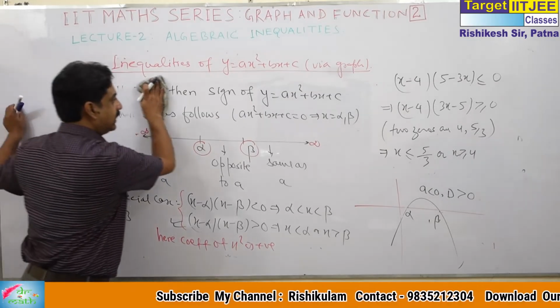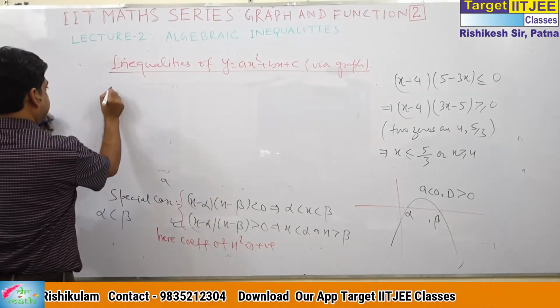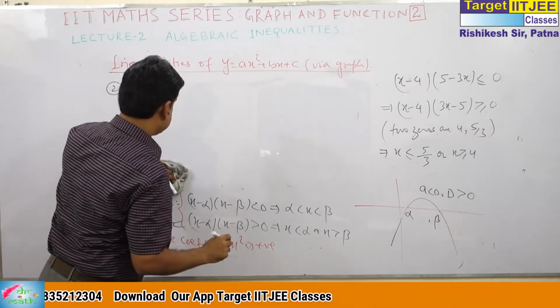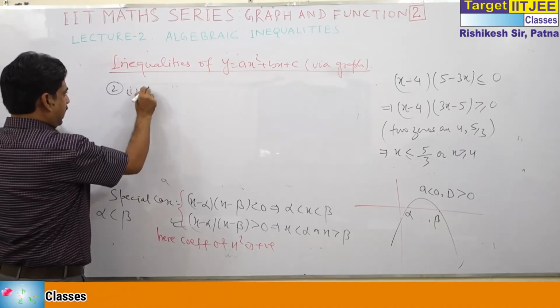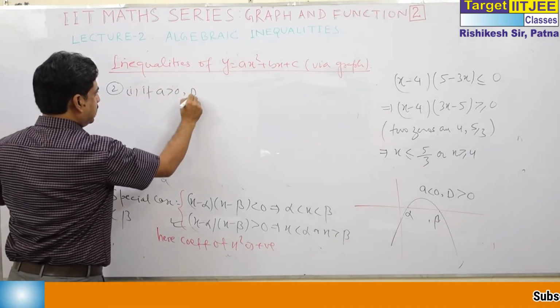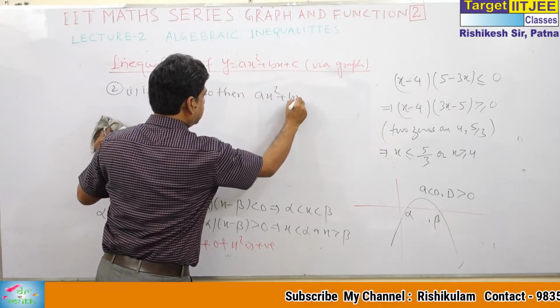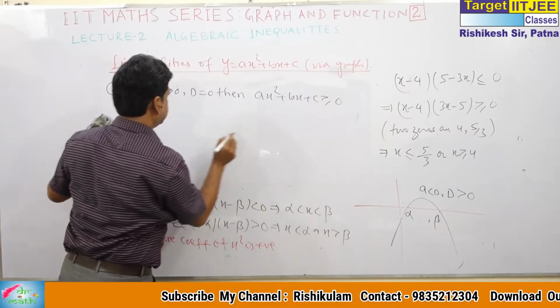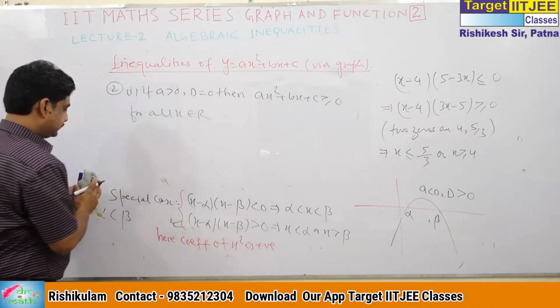Now come to the second part. What is the second part? If a greater than 0, D is equal to 0, then ax square plus bx plus c is greater than equal to 0 for all x belongs to R.